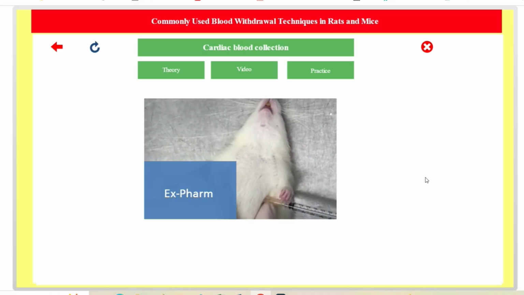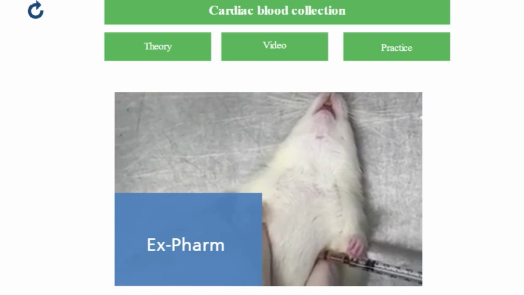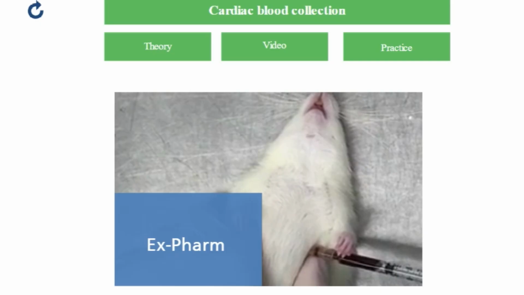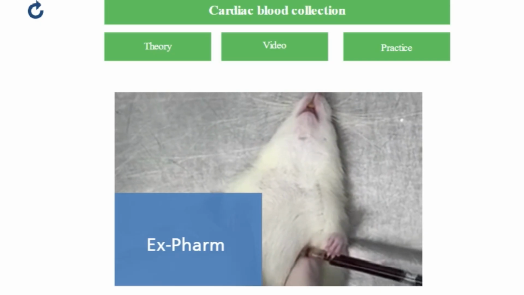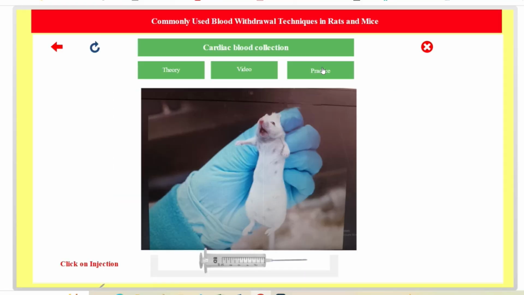So here you can see the cardiac blood collection. This method is generally not used except in an emergency condition when the animal is about to die. At that time we use this method to collect a large amount of blood, when we are not able to collect the blood from the retroorbital route. We collect from this method when it is 100% sure the animal is going to die. So we will see the practice of how to do this.